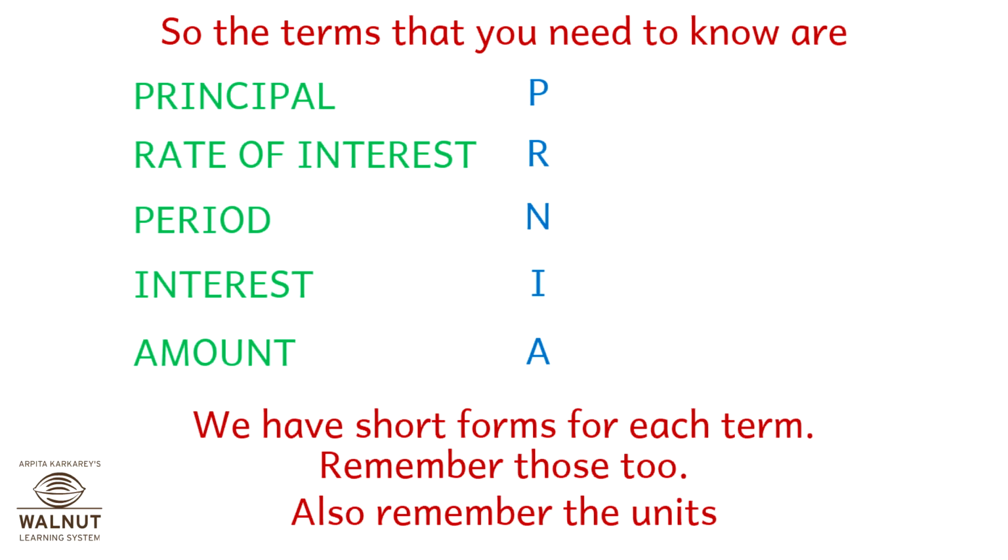Also remember the units. Principal is always in rupees. Rate of interest is p.c.p.a. Period N is years. Interest I is rupees. And the amount A is rupees.